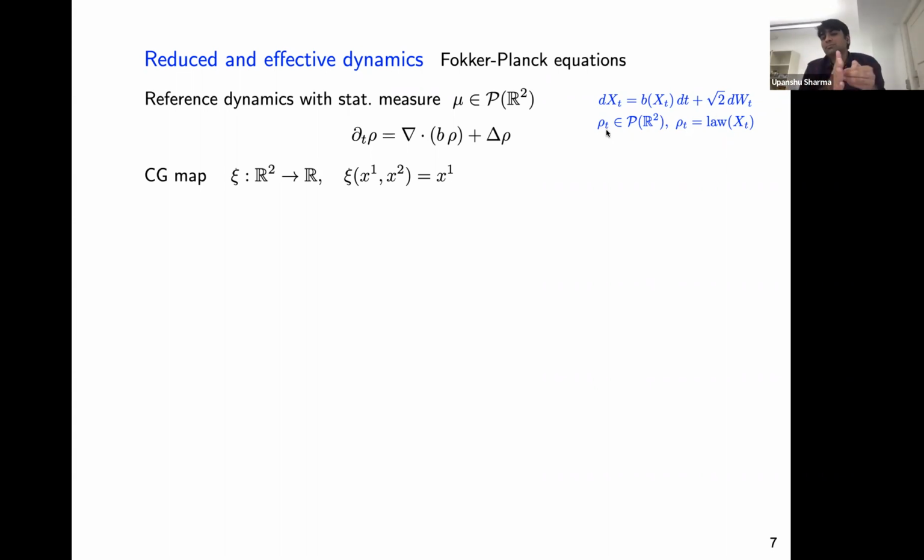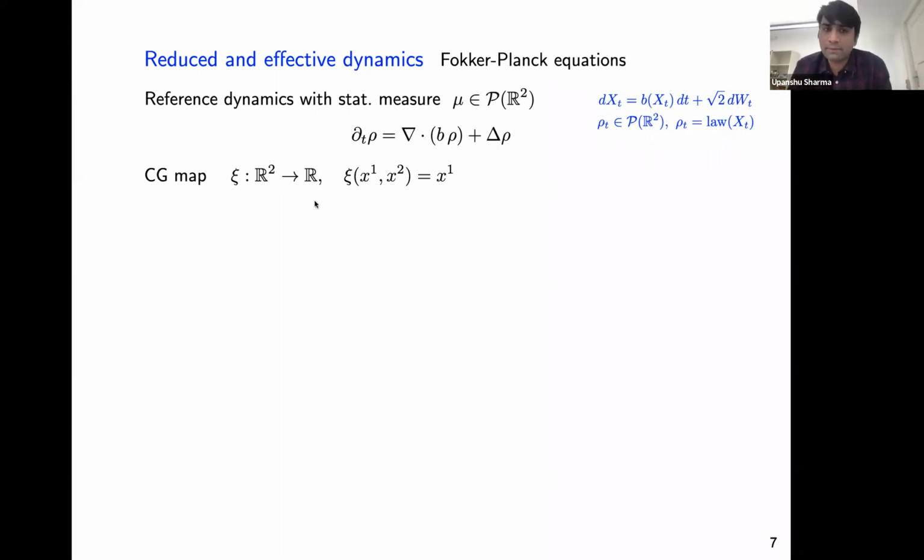I put a subscript to denote the dependence on time. For each time t, the probability distribution and probability law is a probability measure on R2. And it solves a drift diffusion equation, where the drift is exactly the drift term in the SDE. And the Laplacian corresponds to square root 2 times the noise. So that's the equation that you're looking at.